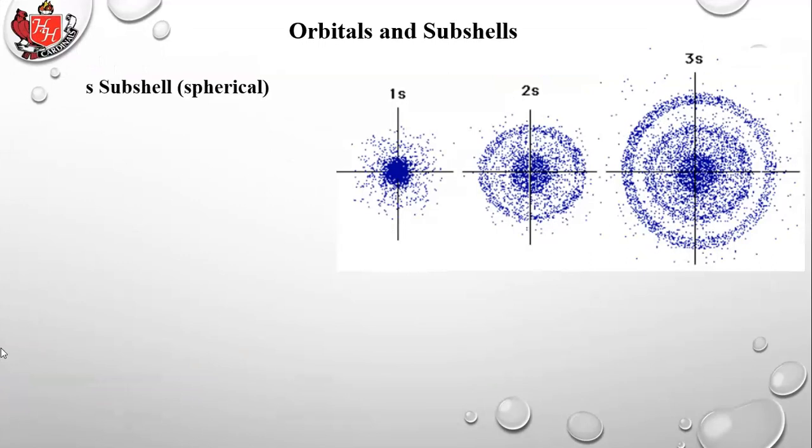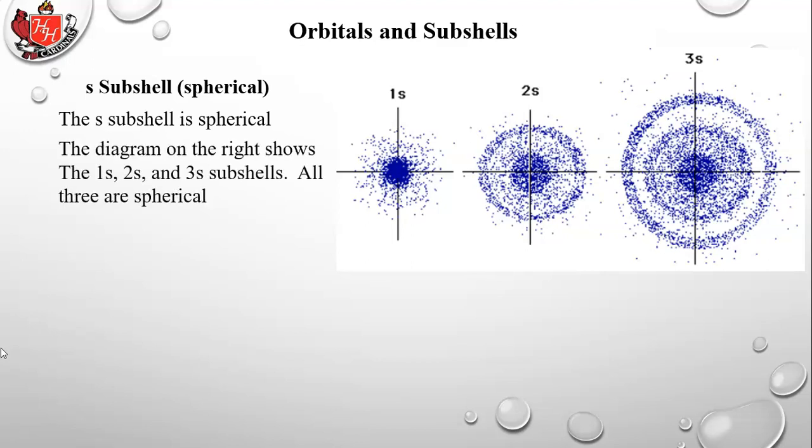So here is the S subshell. The S subshell is spherical, so it's not circles as we had portrayed it before, like planets orbiting the sun. It's actually a sphere. It's a three-dimensional sphere. It's a ball, basically, shaped like a ball.